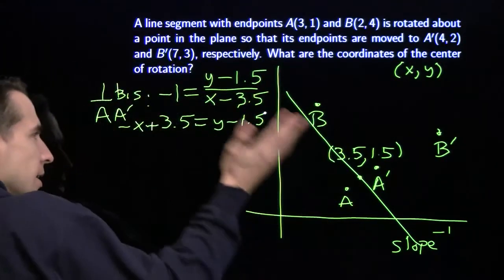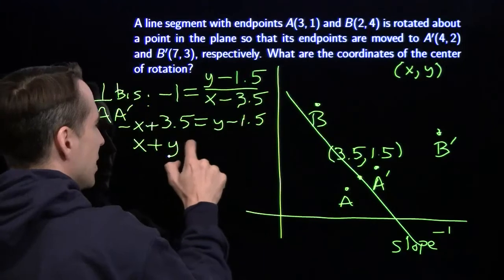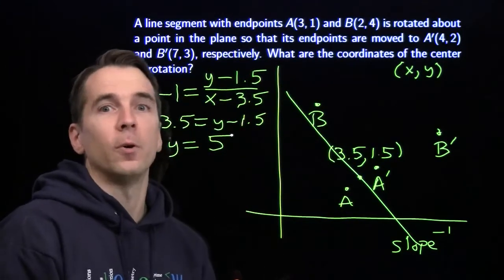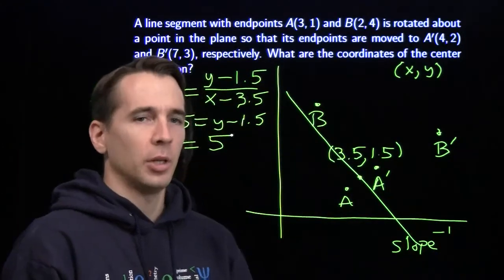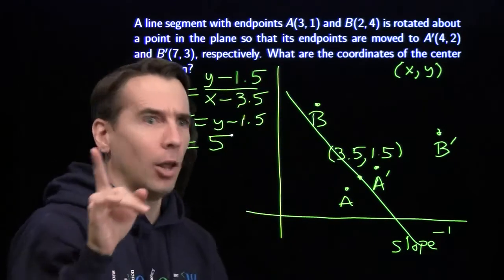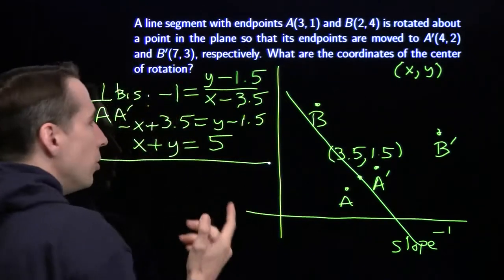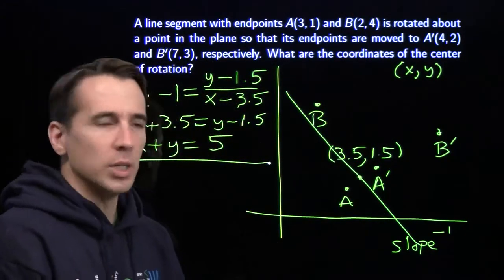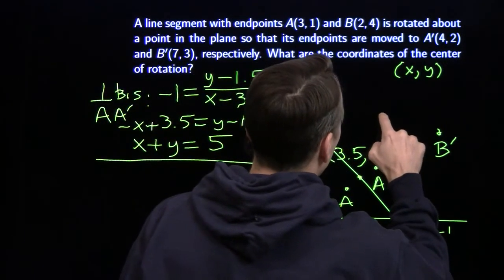Add x to both sides, add 1.5 to both sides, and we get an equation that is way prettier than that distance formula mess we had before. Now later on, I want you to go back and smash your way through that distance formula mess. You should get an equation that looks a little bit like this. It'll just take you a lot longer to get there. So now that we've taken care of AA prime, we move on to BB prime. And we can use kind of the same thinking that we just did to get another equation for that line.